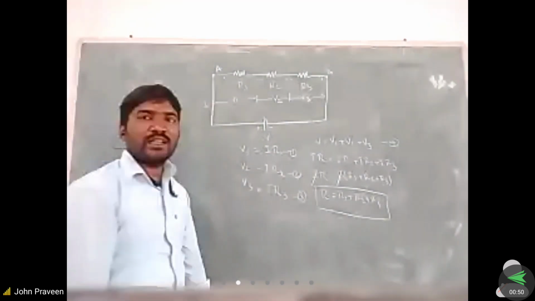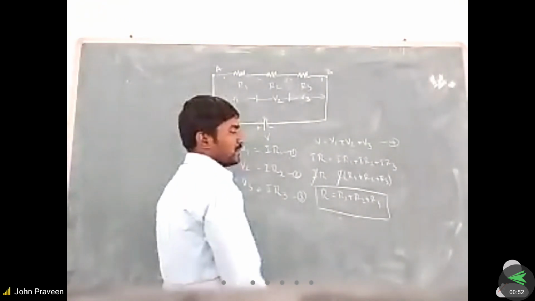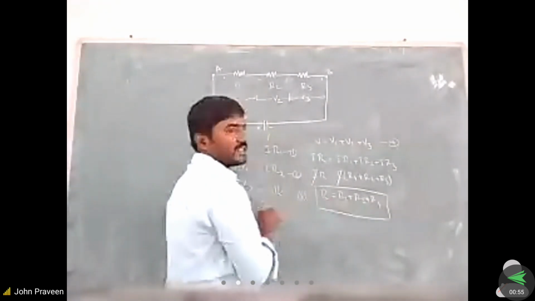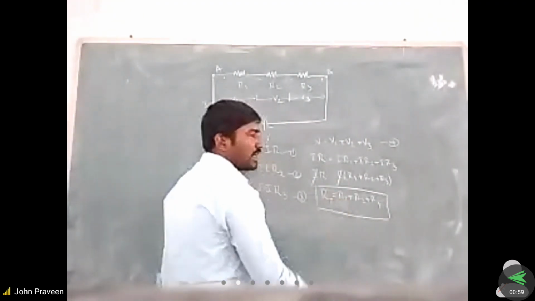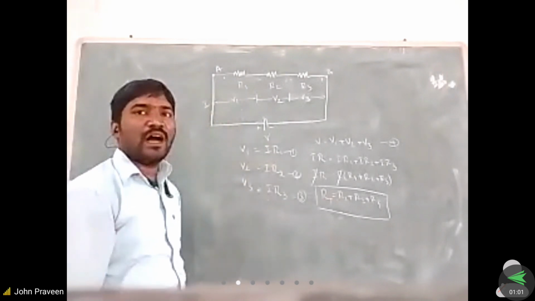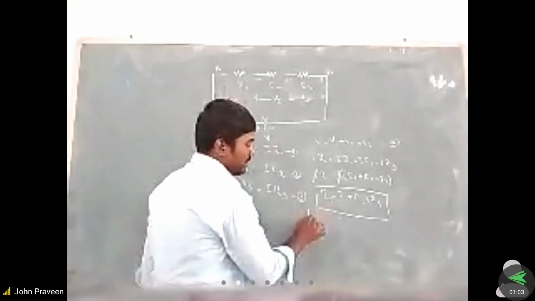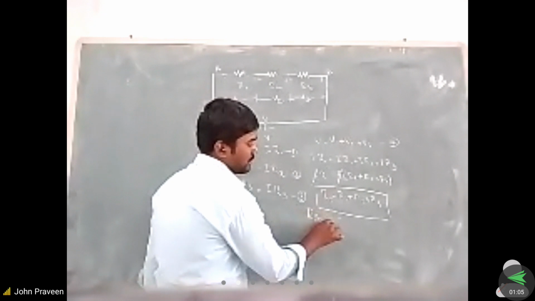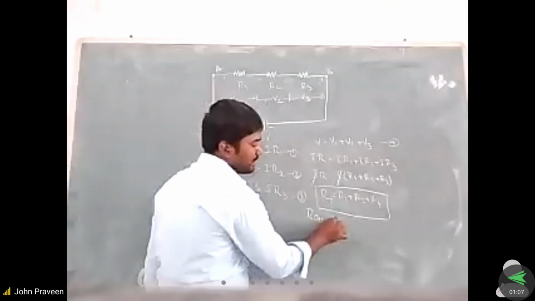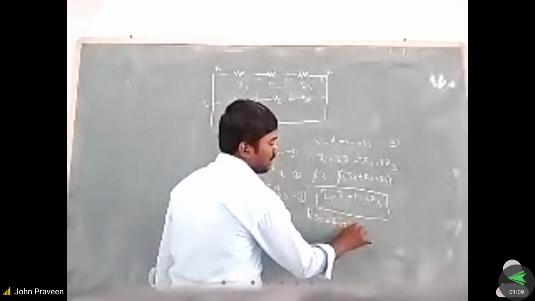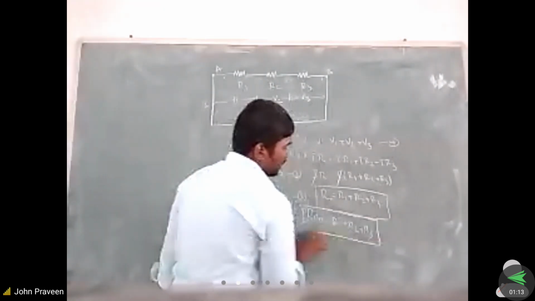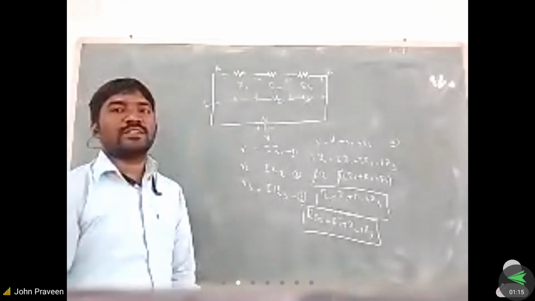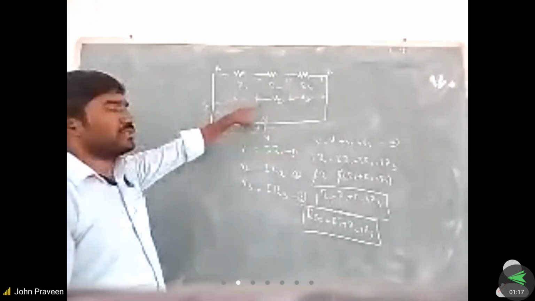So R is commonly used to represent resistance, but it is the summation of three resistances. Because of that reason, we are indicating with R suffix capital T, R total, or R equivalent also we can put. R equivalent is equals to R1 plus R2 plus R3. So this is the formula when we have connected three resistors in series.